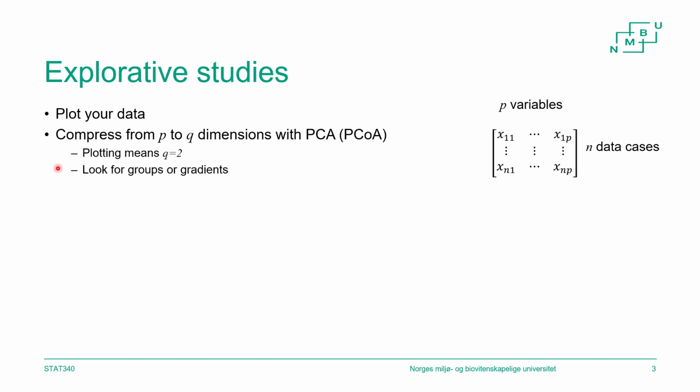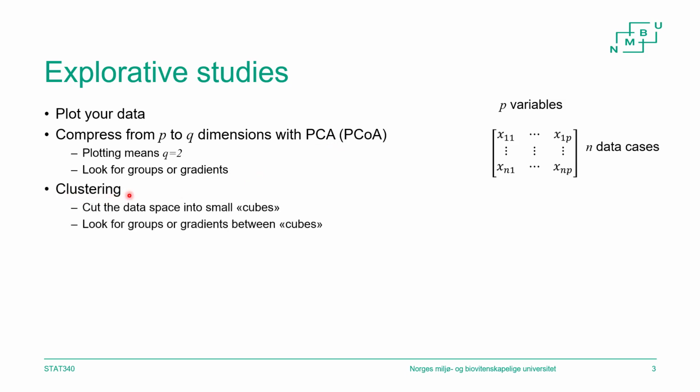And then once you have done this plotting, try to look for groups or gradients. Grouping you can see directly. If you make a score plot, you can see if the data cases fall into groups, right? To see a gradient, you need some kind of extra information about your samples, so that you, for instance, can color them by this extra information. Otherwise, you can't see the gradients. But look for groups and gradients in a plot like this.